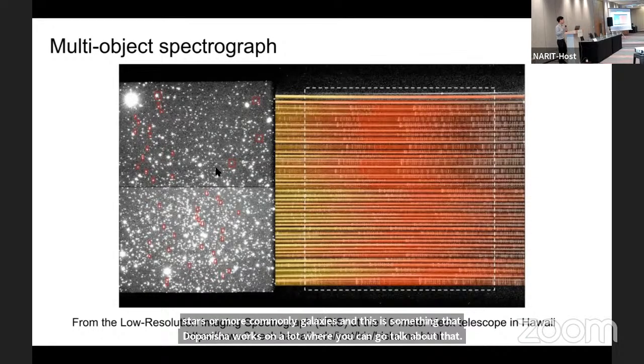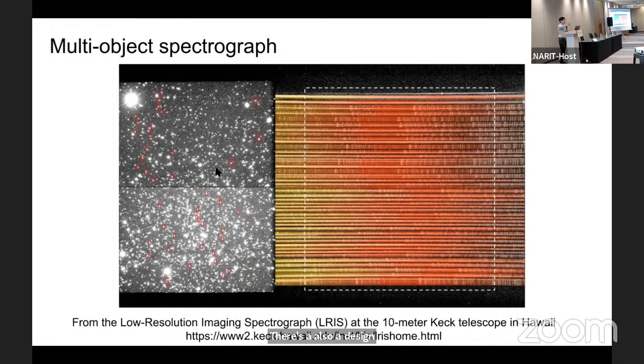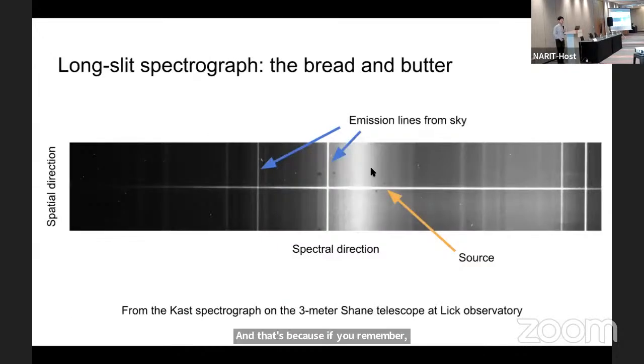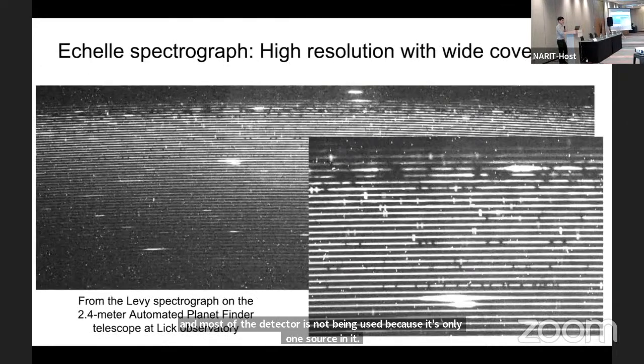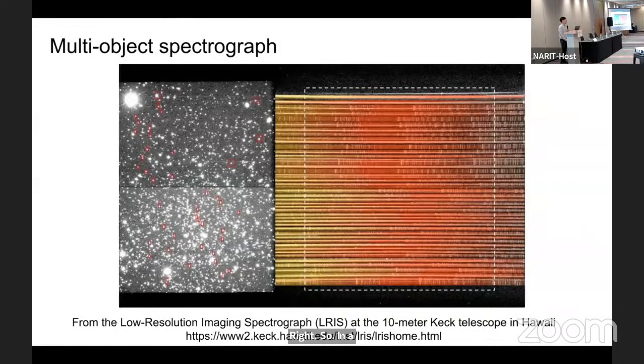There's also a design that can allow all these different sources to get observed at the same time. That's because if you remember this long slit image, usually the full image is much bigger than this, and most of the detector is not being used because there's only one source in it, right? So in the multi-object design, you can design an area like here. I don't know if you can see clearly on the screen, but there are all these different boxes.